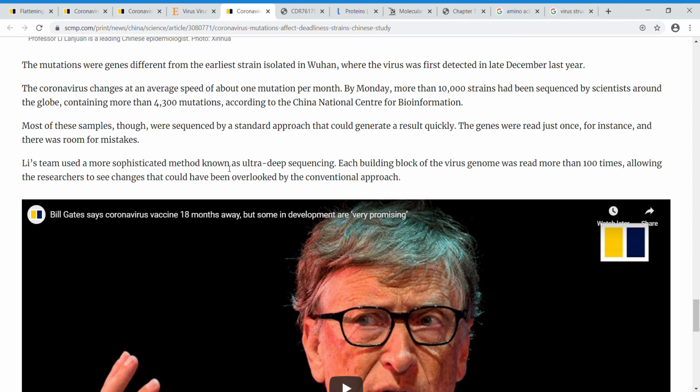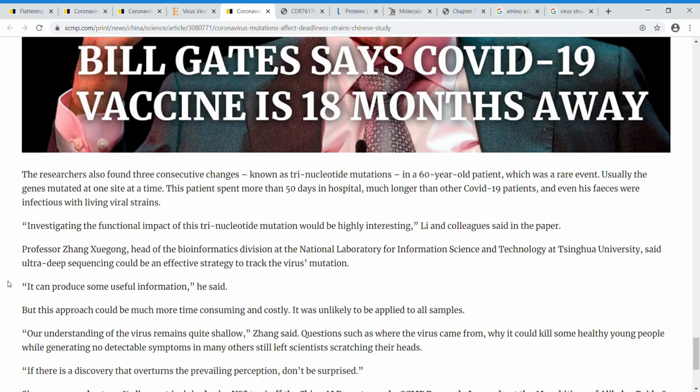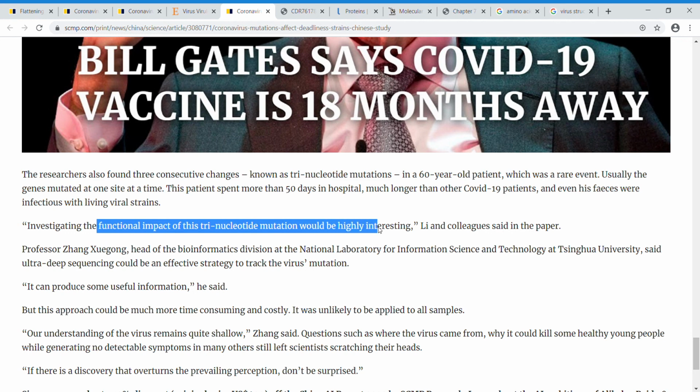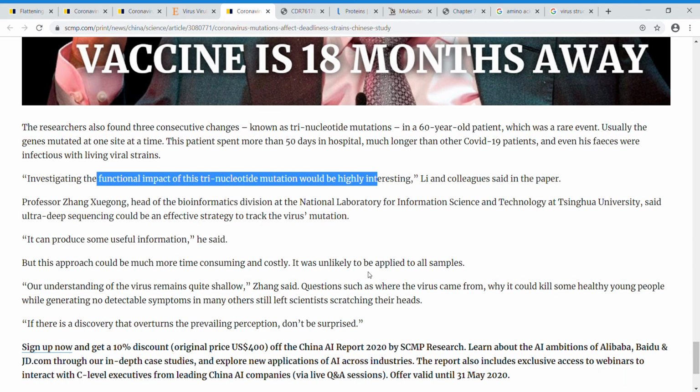And here, actually, she looked at ultra deep sequencing. So the idea is, when you have a brief introduction and then you have a deep dive, you go into much more detail. She read it a lot more times because we have errors in our measurement as well. So this is the thought that people could have missed stuff, right? And then they found consecutive changes. And we know viruses mutate a lot, right? Investigating the functional impact of this trinucleotide mutation would be highly interesting. And I think that's the idea: how does this affect things clinically, right?